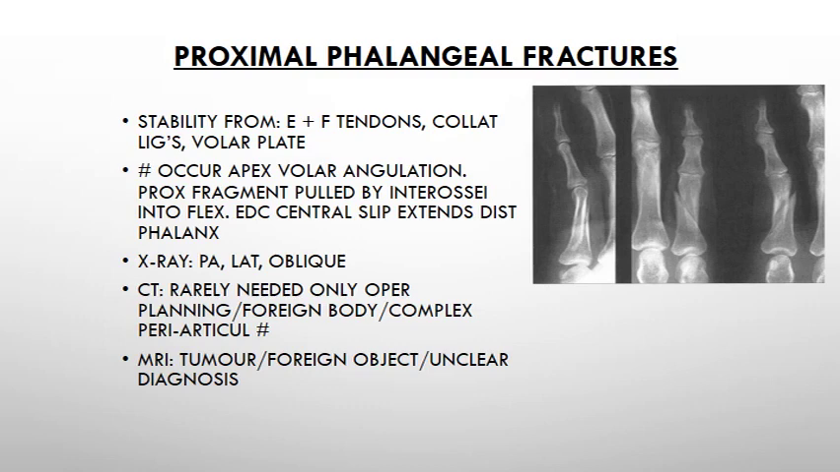X-rays needed are pure PA, lateral or oblique views. CT is really needed only for operative planning when there's a complex periarticular fracture or in the presence of a foreign unknown body. MRI looks at soft tissue, for example, tumors, detecting foreign objects, or if the diagnosis is unclear.